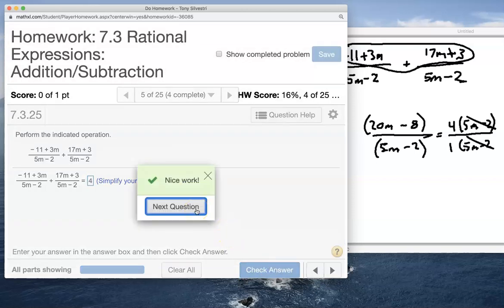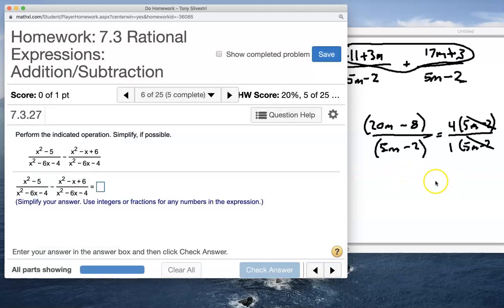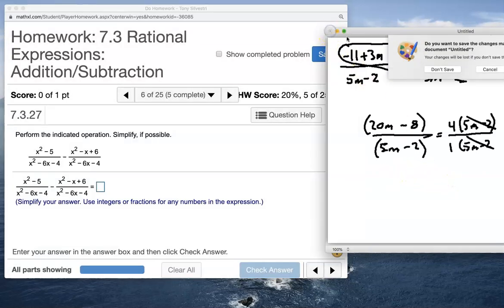So don't forget, once you do this, you have to simplify the fraction using the stuff that you did, I think, in section 7.1. Section 7.1. Oh my God, look at this. Not a big deal. Not a big deal. Don't save this.